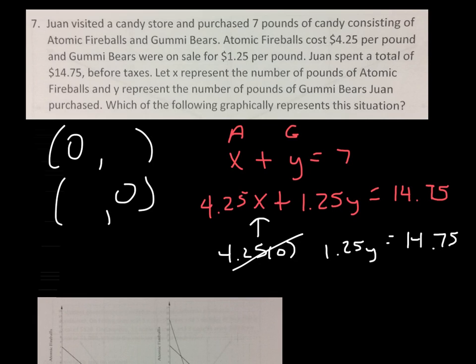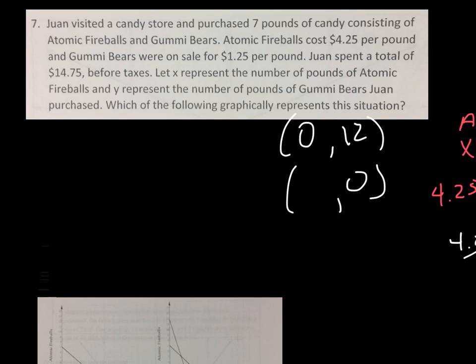Well, I'm going to figure out what Y is. And when I divide by 1.25, I get approximately Y is equal to 11.8, which is really close to 12. So let's kind of guesstimate. So when X is 0, Y is going to be close to 12.